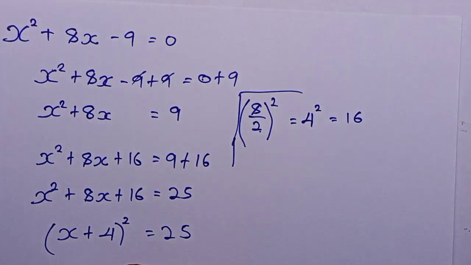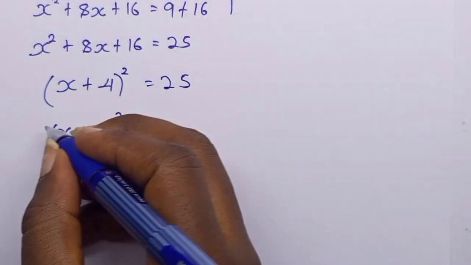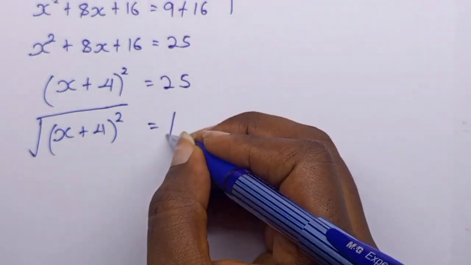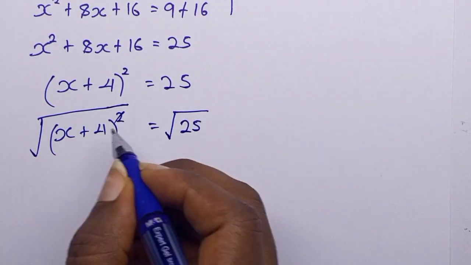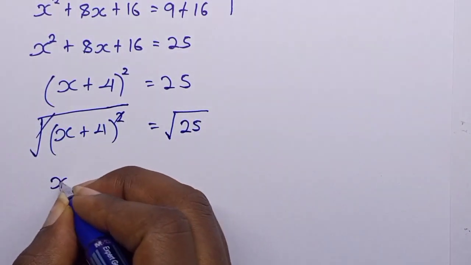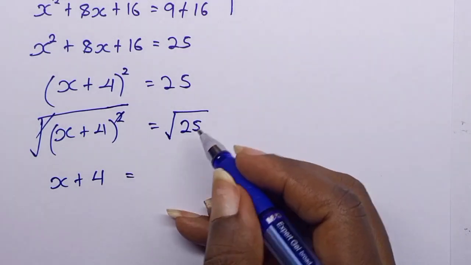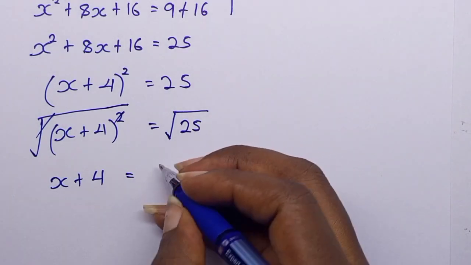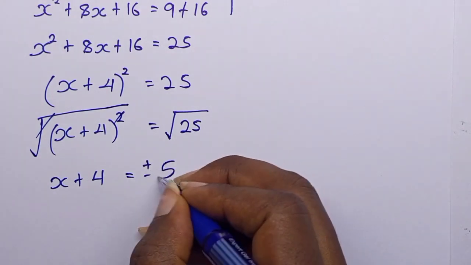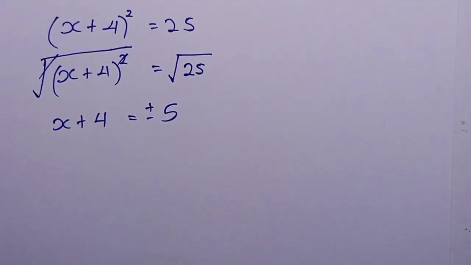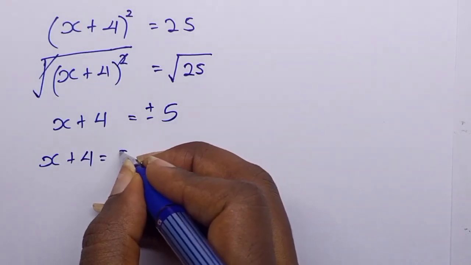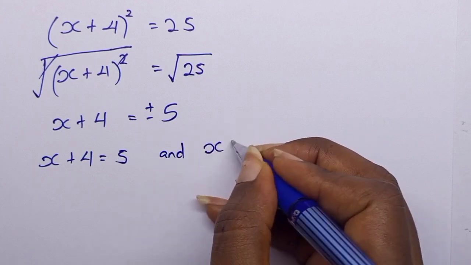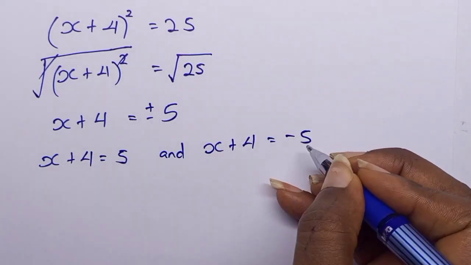So now you find the square root on both sides. The square root of the left side is equal to the square root of 25. So now the square cancels with the root, and we are left with x plus 4 is equal to, the square root of 25 is 5, so we shall get plus or minus 5. Therefore, x plus 4 is equal to positive 5 and x plus 4 is equal to negative 5.